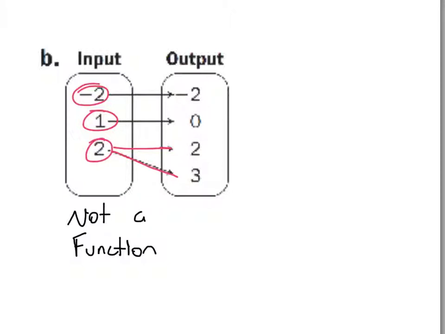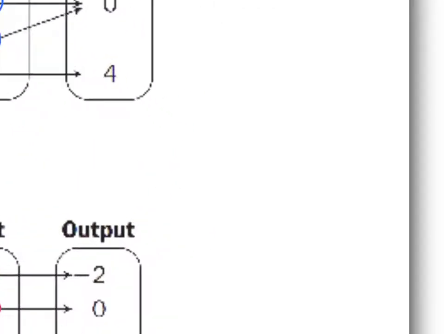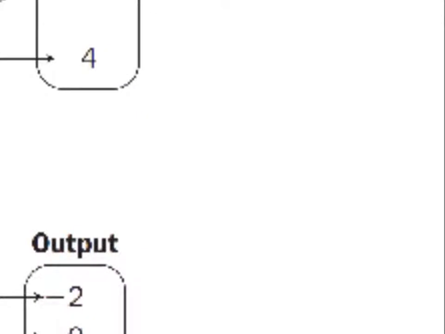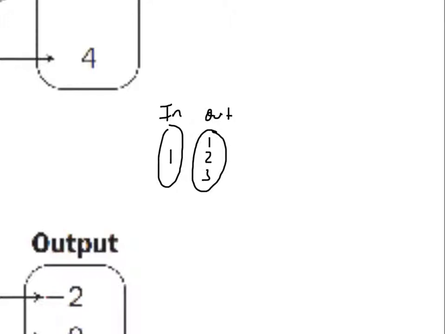So essentially, let's do just a very simple example here. Off to the side, let's write a simple example. If I have a mapping, let's say I just got one number here and I've got 1, 2, 3 over there. If this one number goes to all 3 of those, is that a function or is that not a function? No. That is not a function.